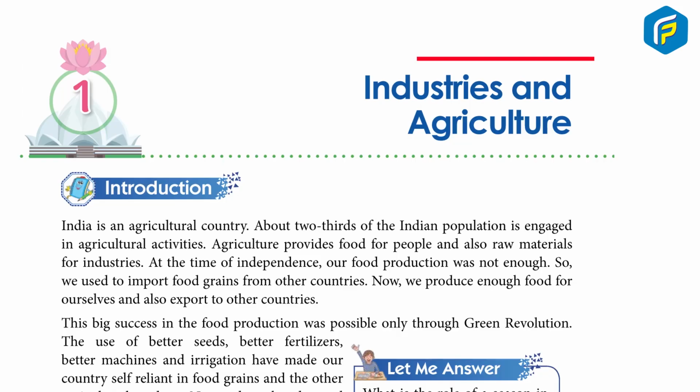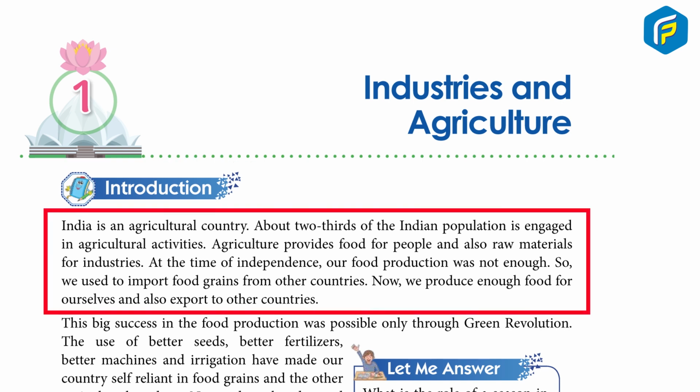Chapter 1, Industries and Agriculture. Introduction. India is an agricultural country. About two-thirds of the Indian population is engaged in agricultural activities. Agriculture provides food for people and also raw materials for industries.